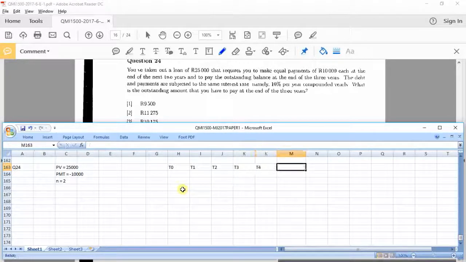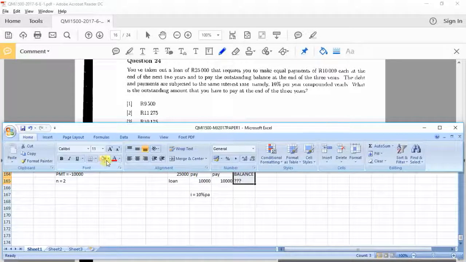Okay, so let's draw a timeline. T0, T1, T2, T3, T4. I take out a loan, 25 here. I'm going to pay 10 there, and I'm going to pay 10 here. And then there's going to be a balance that I'm going to have to pay at year 3. The debt and the payments are subject to the same rate, namely 10% compounded per year, so I equals 10% per annum. What is the outstanding amount that you have to pay at the end of the 3 years?